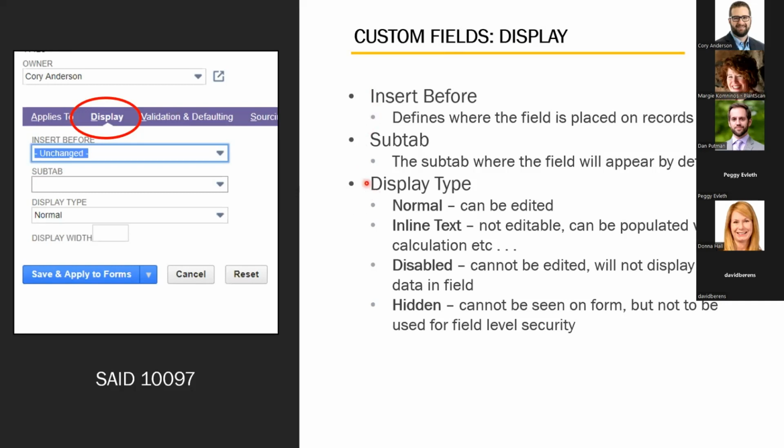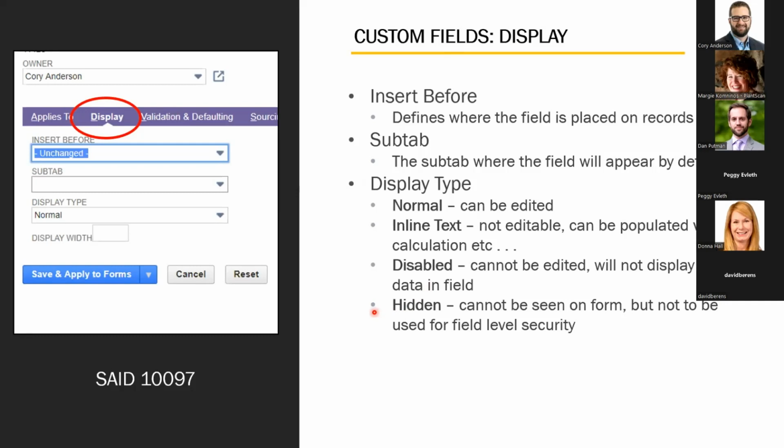And then in the display type, this will determine how the field is visible. So normal means the field can be edited. Inline text means it's not editable, but it can be populated via a calculation or a CSV import or something like that. Disabled means it cannot be edited, and it will not display if there's no data in the field. And then hidden means that it cannot be seen on the form at all.